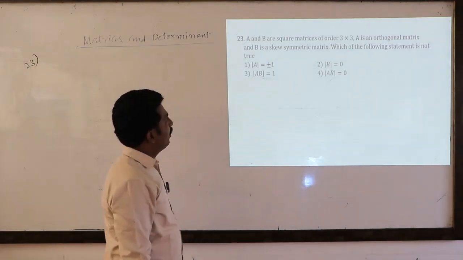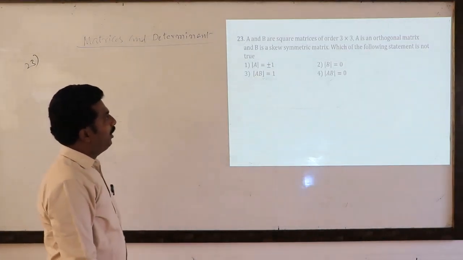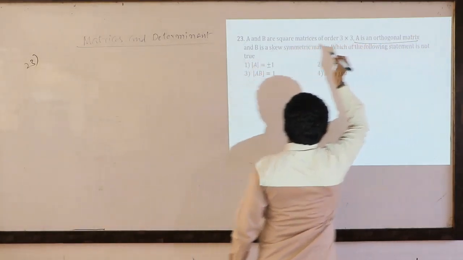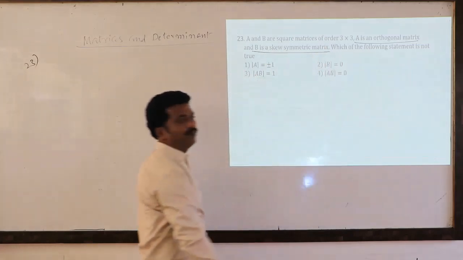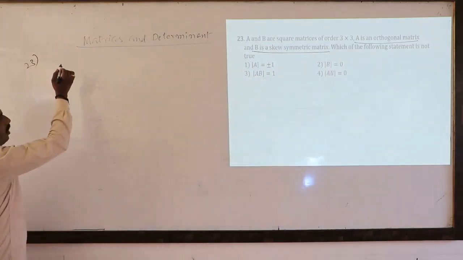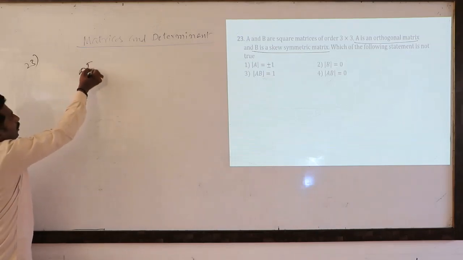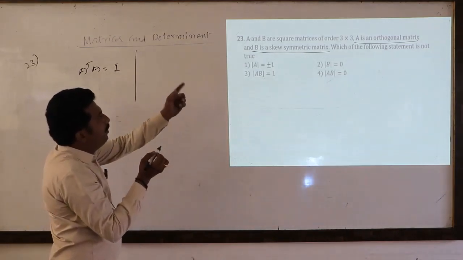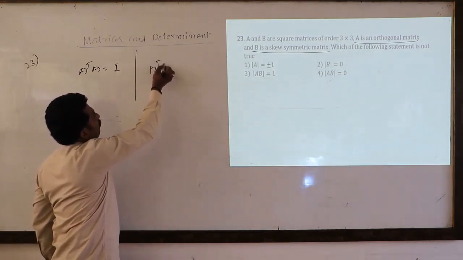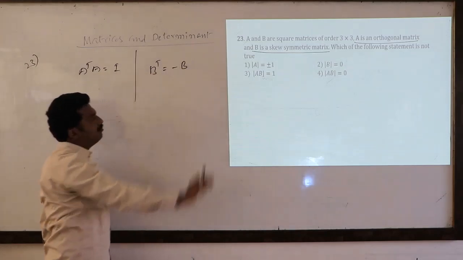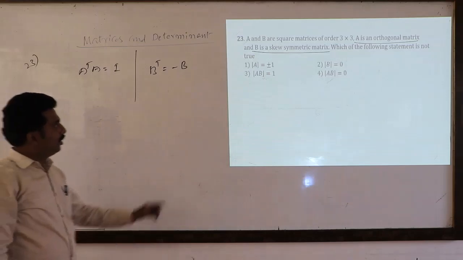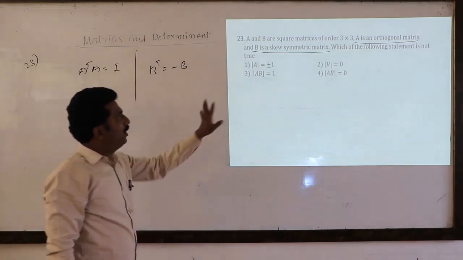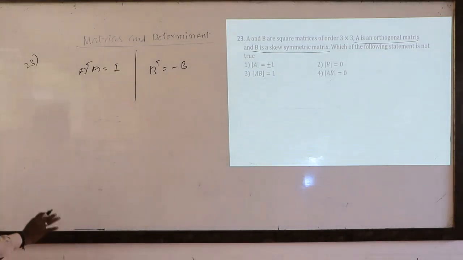If A and B are square matrices of order 3 by 3, A is an orthogonal matrix, B is a skew symmetric matrix. Very clear. A is an orthogonal matrix means A transpose A equal to identity. Then next condition, B is a skew symmetric matrix, so B transpose equal to minus B we have to write. This is the given data. So what are they asking? Which of the following is not true? So which one is wrong, we have to identify.